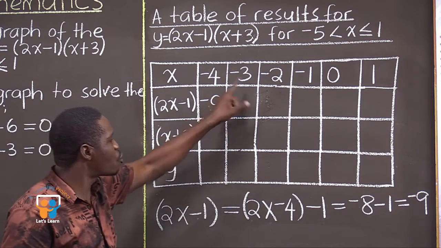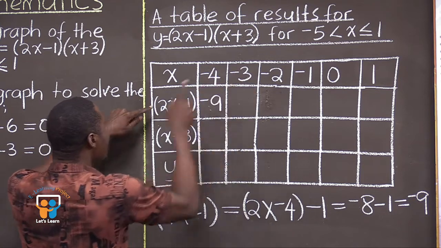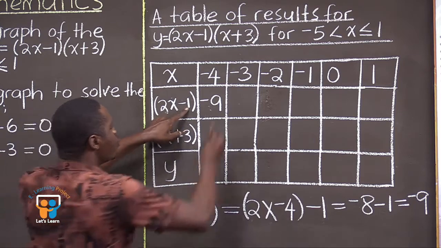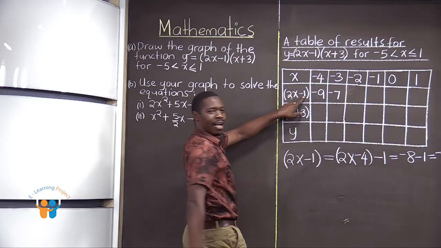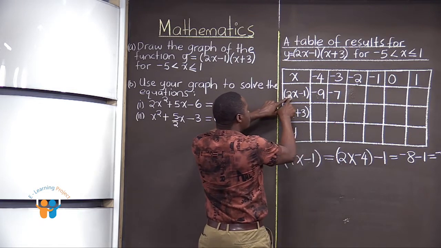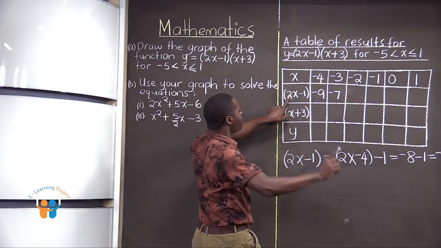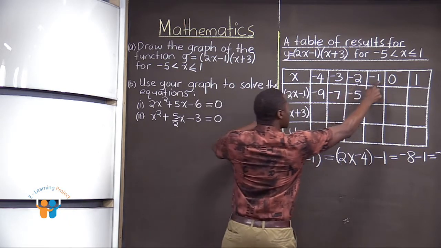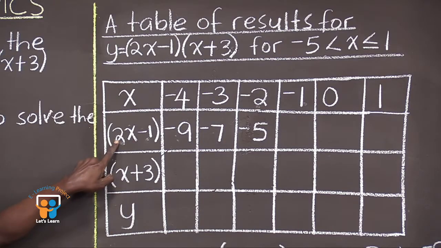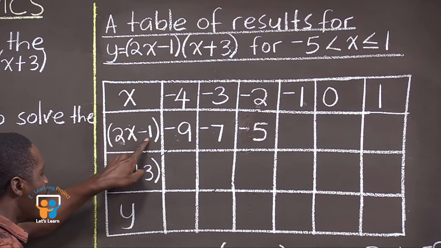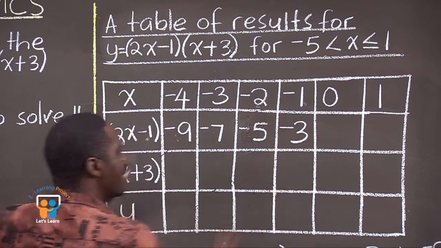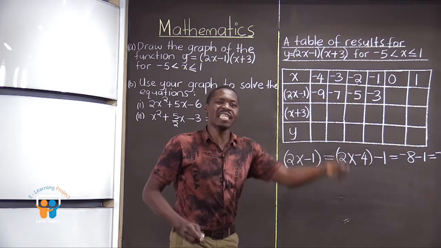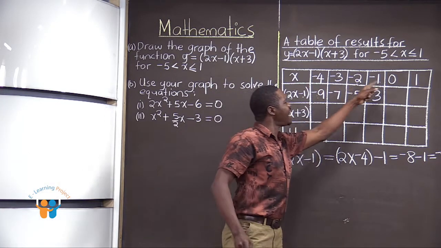How about the next one? We shall still say negative 3 times 2 to give us a negative 6. Negative 6 minus 1 to give us a negative 7. Negative 2 times 2 to give us a negative 4. Negative 4 minus 1 to give us a negative 5. Good. Negative 1 times 2 to give us a negative 2. Negative 2 minus 1 to give us a negative 3. I hope we are moving together. We are substituting. We are replacing the values of x, which we wrote up there.